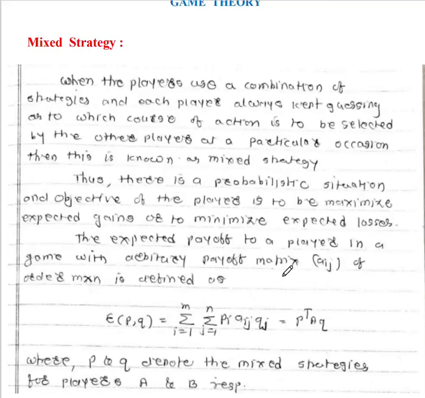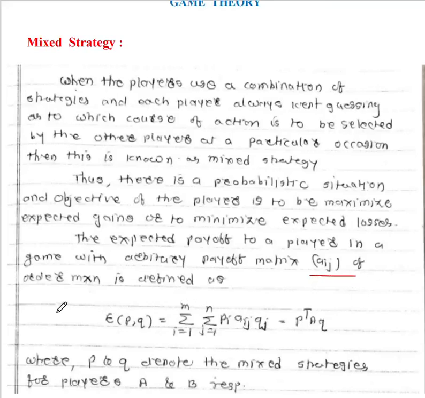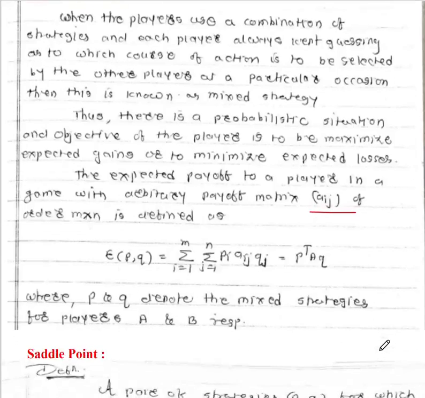The expected payoff to a player in a game with an arbitrary payoff matrix, given as Aij of order m by n, is defined as E(p,q) equal to summation i equal to 1 to m, summation j equal to 1 to n, p_i a_ij q_j, equal to p transpose Aq. Here p and q are the mixed strategies for player A and player B respectively. So this is the definition of the mixed strategy.